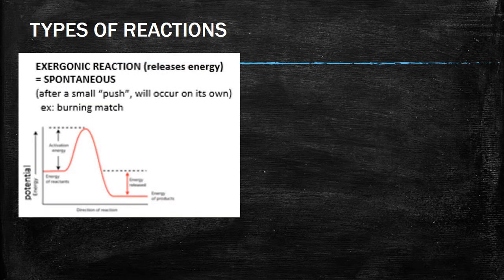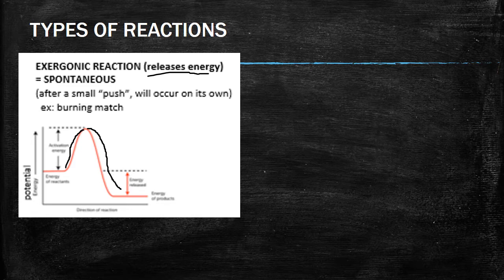So types of reactions, we have an exergonic reaction, and we talked about this when we did the enzymes. An exergonic reaction is one that releases energy, and it is spontaneous. What spontaneous means is that after a very small push, so your small push is right here, you give a little bit of energy within your push. After a small push, the rest is going to occur on its own.